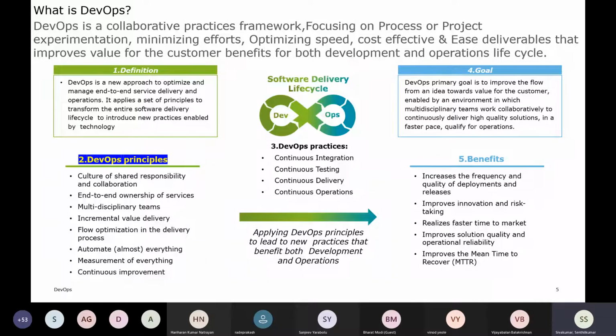It's all interconnected. If you know the definition and connect it with the principles, based on the principle ideology, then it's born with the benchmark setup towards DevOps practices: continuous integration, continuous testing, continuous delivery, and continuous operation. This loop you might have seen in most DevOps related things. If someone asks what is DevOps, they take this loop.